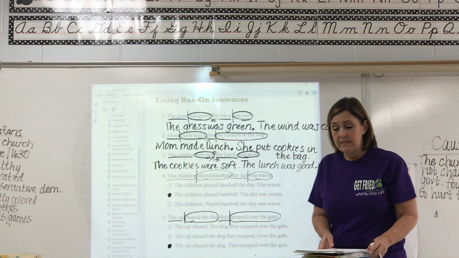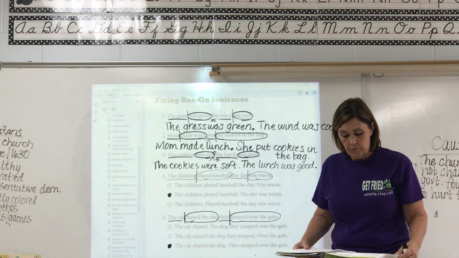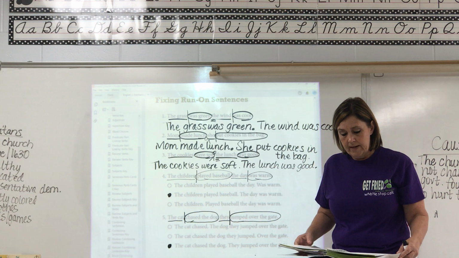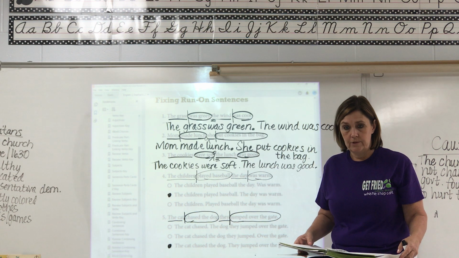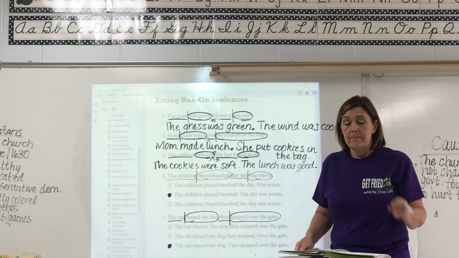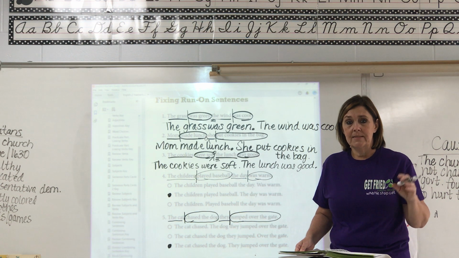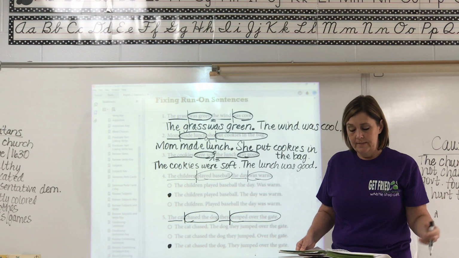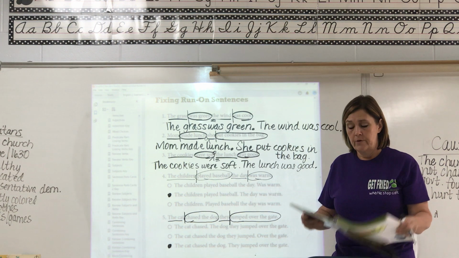Now you're going to do the same thing, lesson 142, on pages 291 and 292. You're going to make run-on sentences into two separate sentences so that we have two clear thoughts.